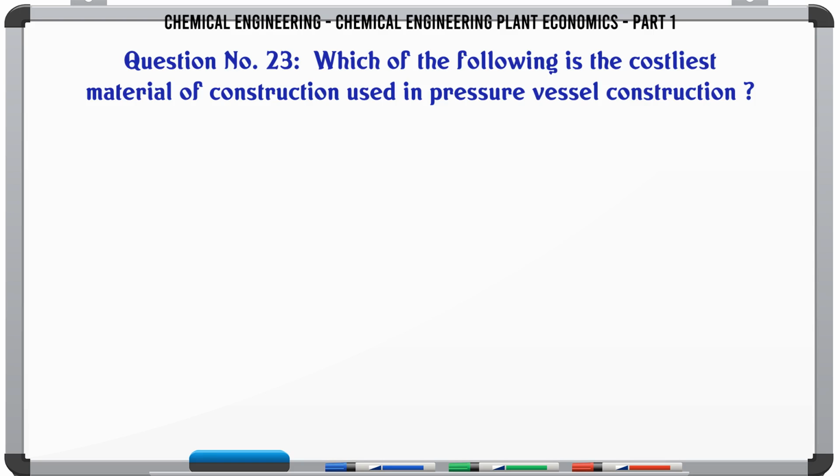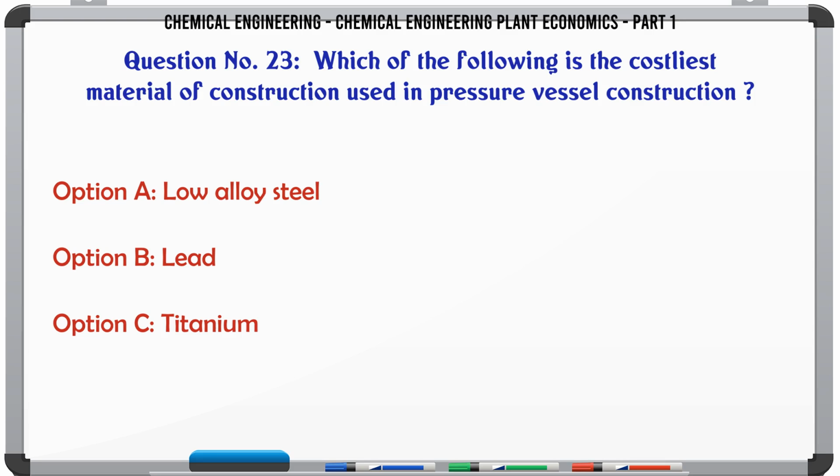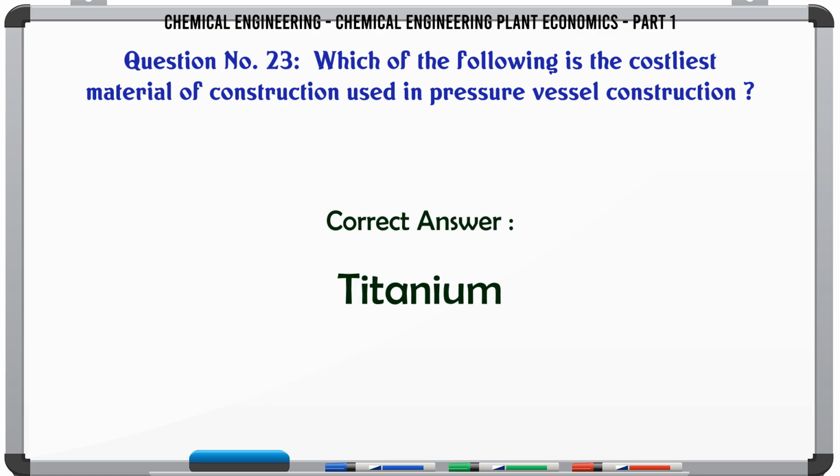Which of the following is the costliest material of construction used in pressure vessel construction? A. low alloy steel, B. lead, C. titanium, D. high alloy steel. The correct answer is titanium.